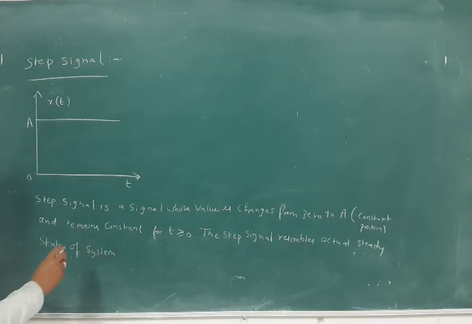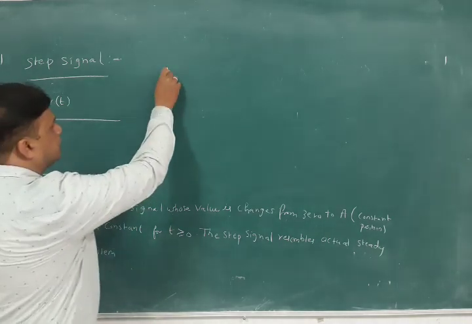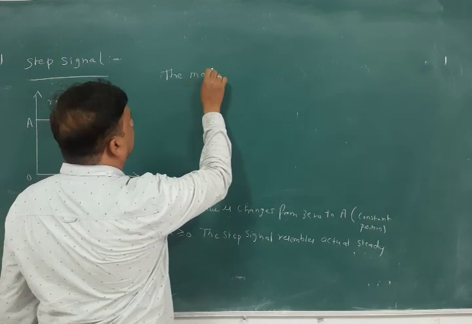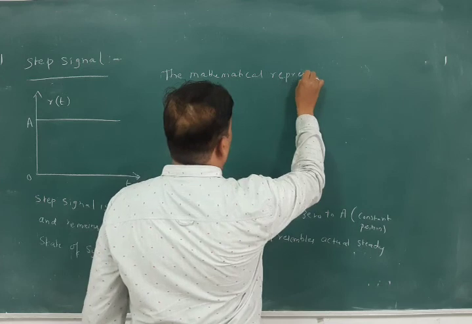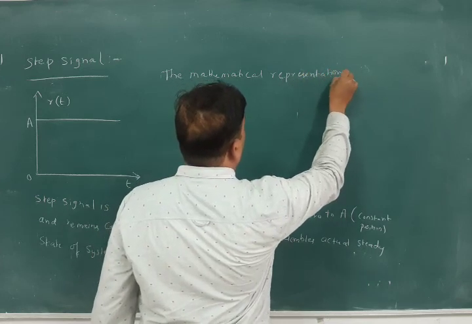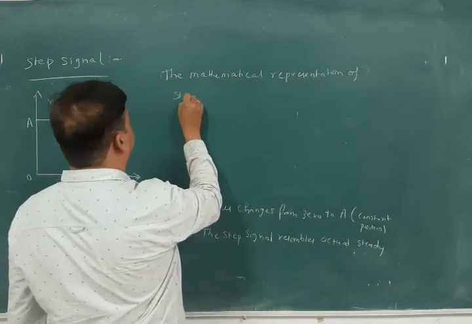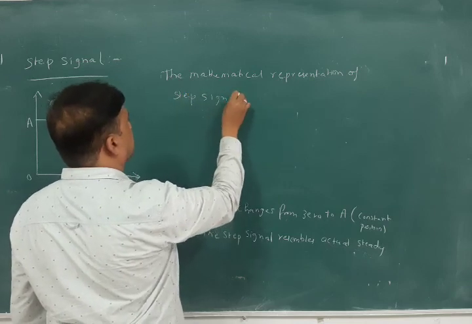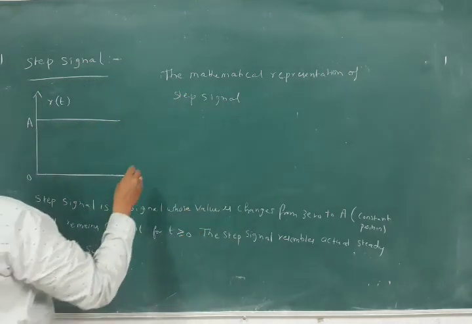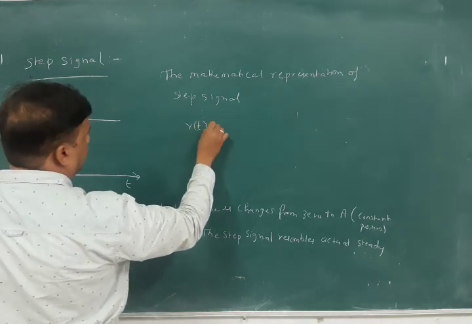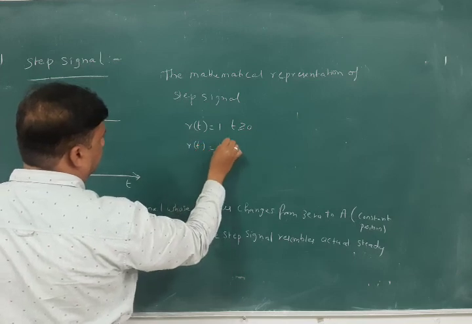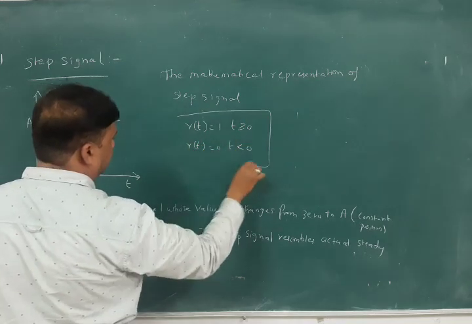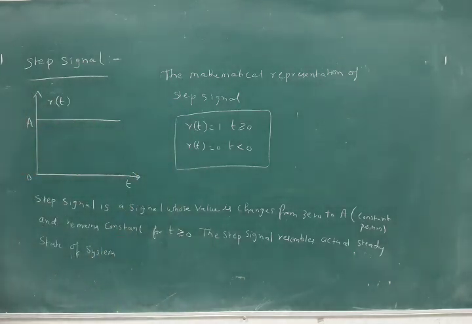The mathematical representation of the step signal also we have to talk about now. How is it represented? It is represented by a function: r of t is equal to 1 for t greater than or equal to 0, and r of t is equal to 0 for t less than 0. So this is the mathematical representation of the step signal.